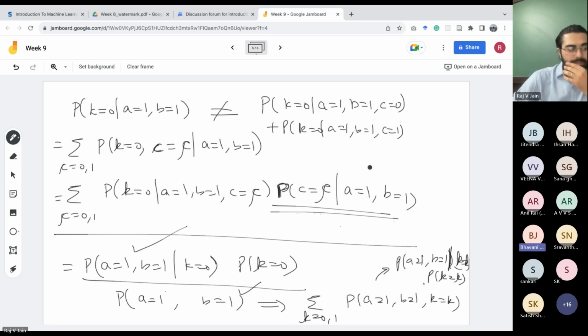Yes, sir. Yeah, kind of. But why I consider C here is, I know based on Bayes formula, whatever is the second formula is correct. But given that table, it means K's values depend on A, B, and C. So that is why I thought I have to sum it over all C. That is how I was thinking.